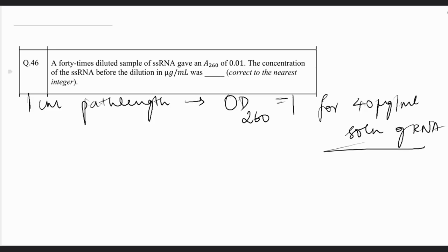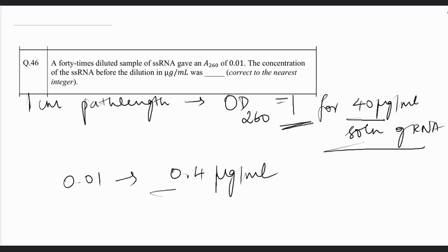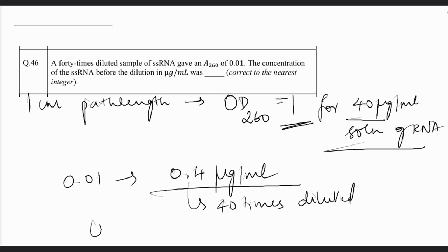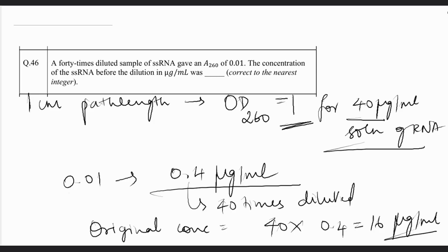So this is very important. For 40 microgram per ml, the absorbance is 1. So for 0.01, what is the concentration? That will be equal to 0.4, right? For 0.01, if you do direct proportion, the concentration would be equal to 0.4 microgram per ml. However, this one is 40 times diluted, right? So what is the original concentration? The original concentration will be 40 times 0.4, that will be 16 microgram per ml. So the correct answer here is 16.